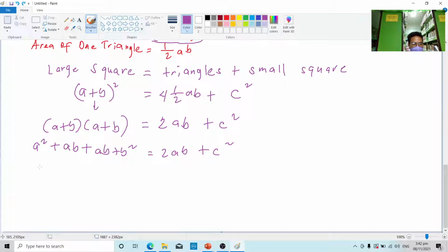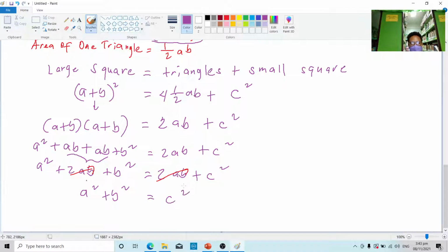AB plus AB, that is A squared plus 2AB. Ito, yan yun. 2AB plus B squared is equal to 2AB plus C squared. Now, ano mangyayari sa 2AB natin? Kapag nilipat natin yung 2AB sa right hand side, di ba makakancel na yan? Cancel. Anong natira? Yung natira sa left hand side natin is A squared plus B squared is equal to C squared.